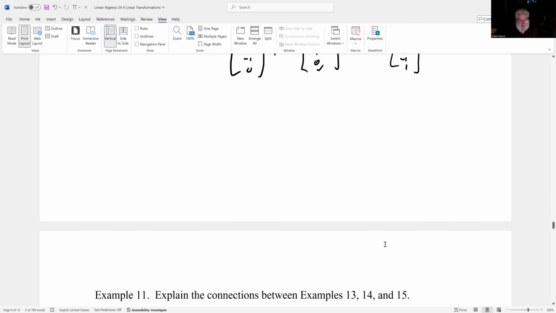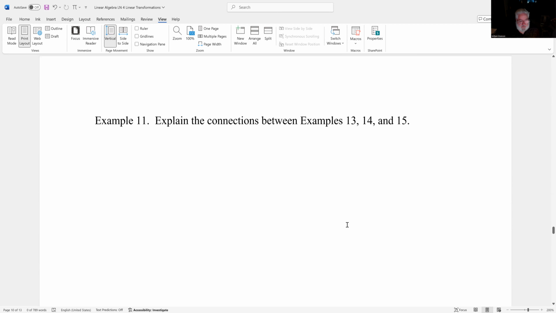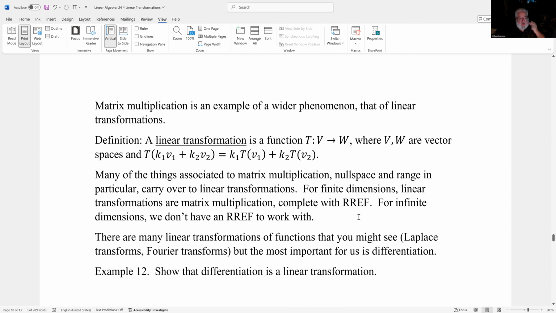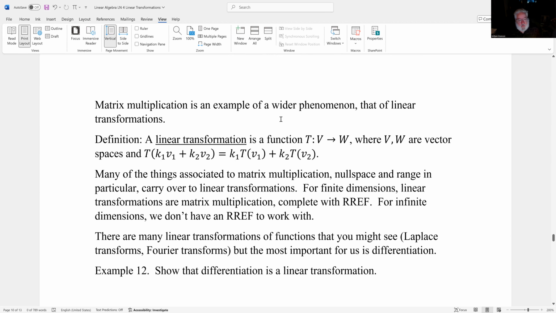So reduced row echelon form gives us a lot of different things. So that's explaining the connections there. Matrix multiplication is an example of a wider phenomenon, that of linear transformations. A linear transformation is anything that satisfies this: T of a constant times a vector plus another constant times another vector. You can factor out the constants and then split apart the addition.